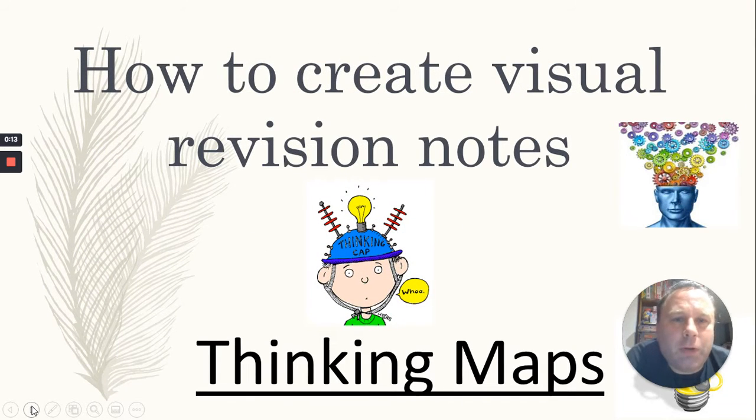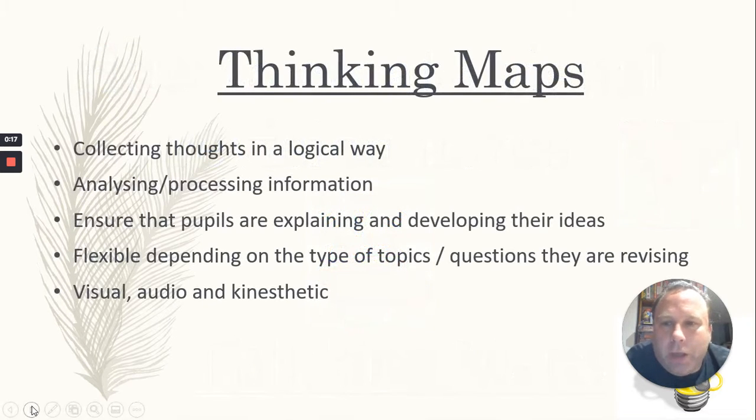Fox, and I'm here to speak to you about how to create visual revision notes using thinking maps. The main point of thinking maps is to try and get the kids to collect thoughts in a logical way, and also to make sure they're analysing and processing their work. If all they do is sit and look at a book, they're not necessarily doing anything with that information. It's not always a productive thing. So we want them to do more than just look at something.